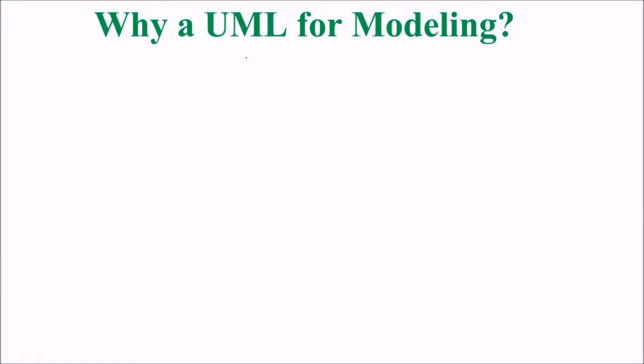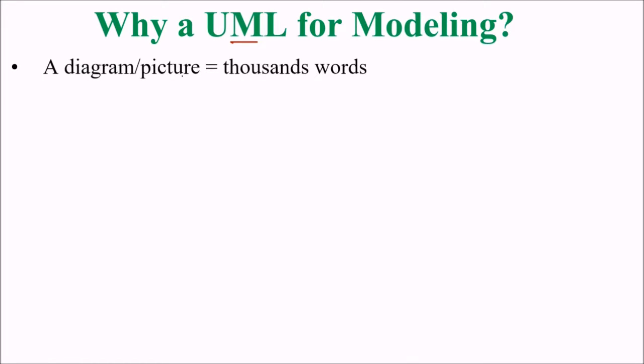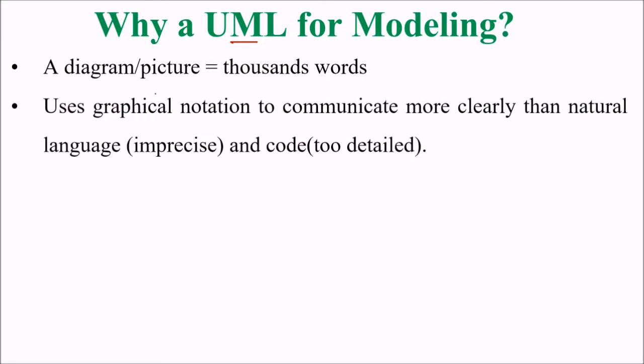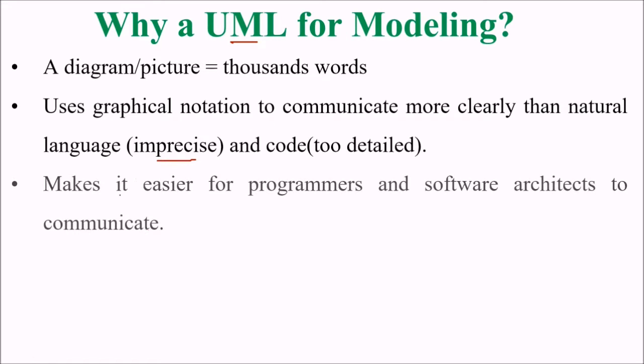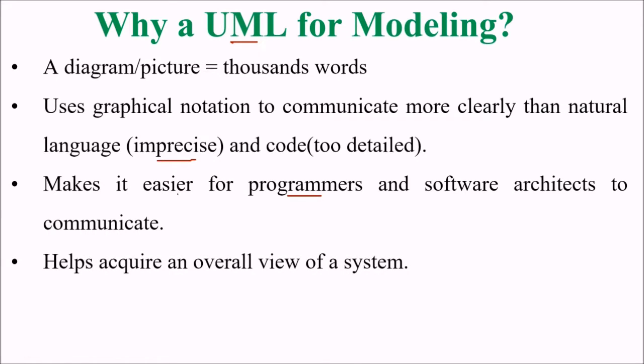So why UML for modeling? Because a diagram or a picture is equal to 1000 words. It uses graphical notation to communicate more clearly than natural language, which is somewhat imprecise, and code, which is too detailed or complicated. It makes it easier for programmers and software architects to communicate and for others to understand.